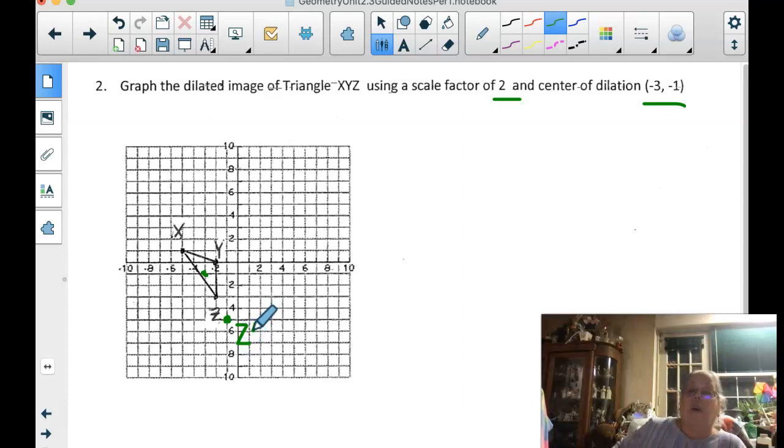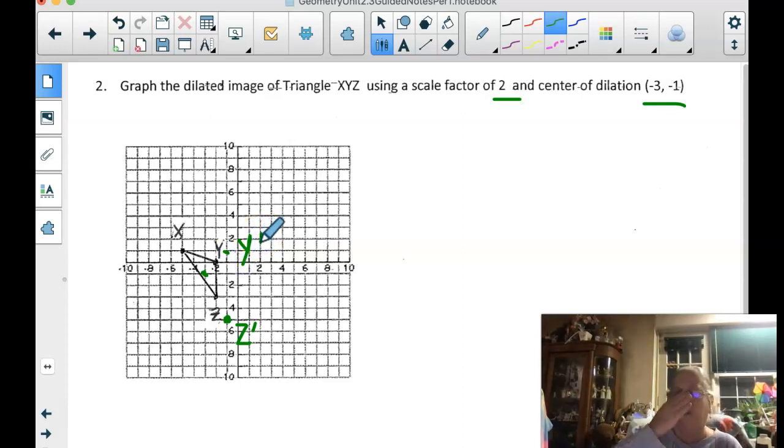Okay, now I want to figure out how do I get from my center of dilation to my Y. I have to go up 1 and over 1. Watch, so I'm going up 1, over 1 to point Y. We good with that? I'm going to do it again. I'm going to go up 1, over 1. And that is my Y prime.